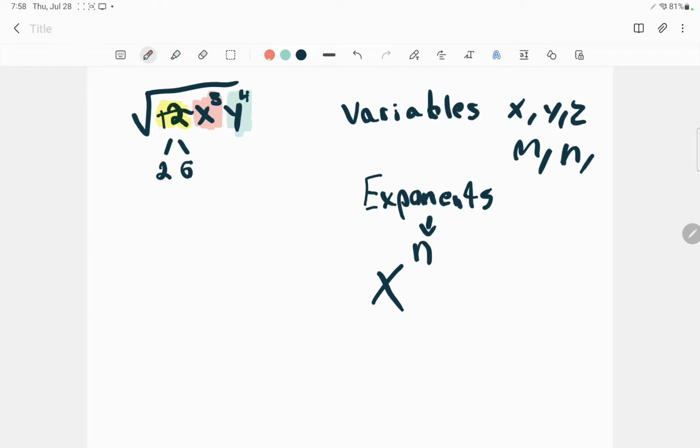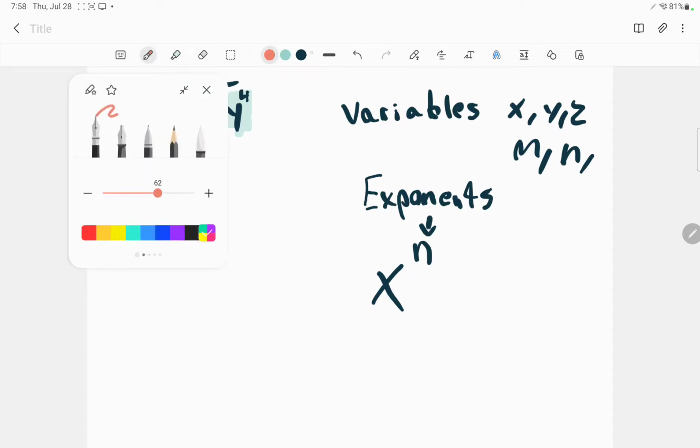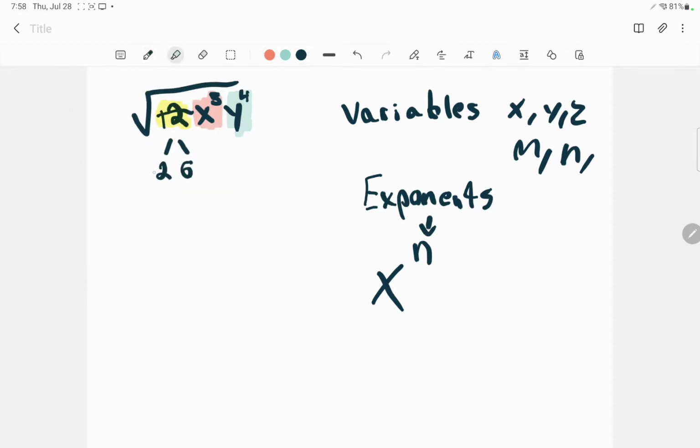Now, I want you to always underline or highlight your prime numbers. Is 2 a prime number? Yes, it is. So now we're going to go ahead and simplify the 6. 6 is not a prime number, so I can find 2 different factors. So it's going to be 2 and 3.